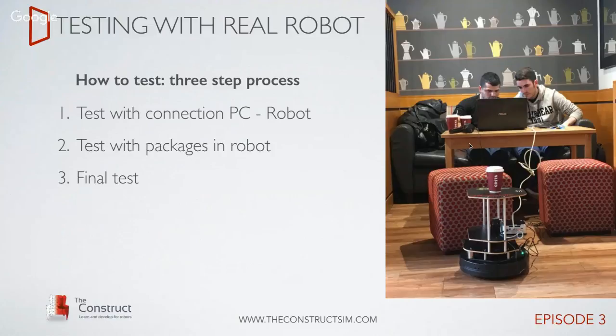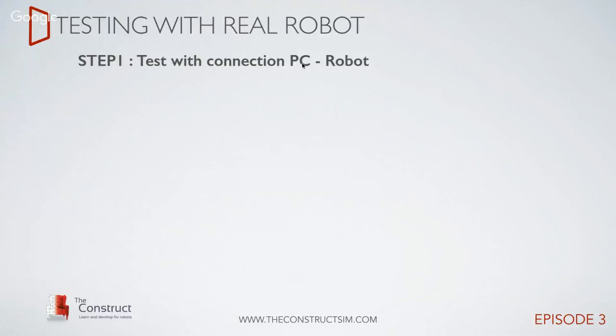Okay, so the 2 guys are testing their software by being connected through a cable to the computer, but this is not something that you have to do. It is preferably not to be done because the robot has to move, so the cable is a problem. What is more preferable is to connect through this computer on the table to the robot computer using Wi-Fi. So this is the test with connection PC robot. Then we are going to test with the packages in the robot, and then we are going to do the final test. Let's go for the first test, the test with connection PC robot.